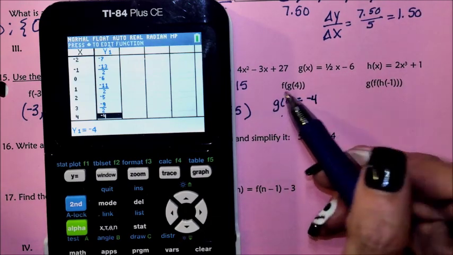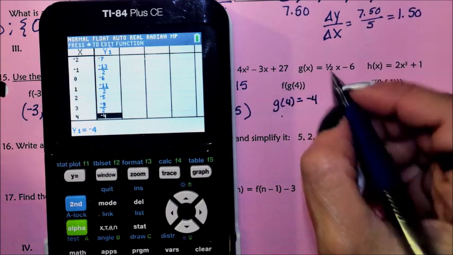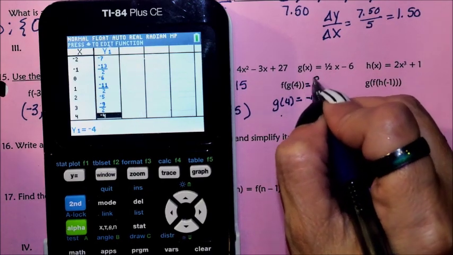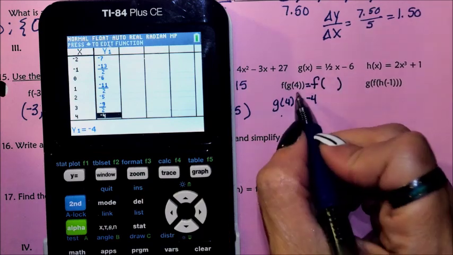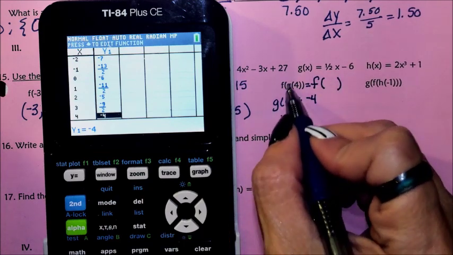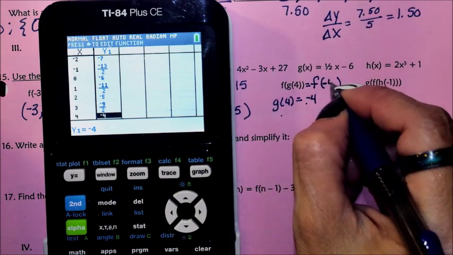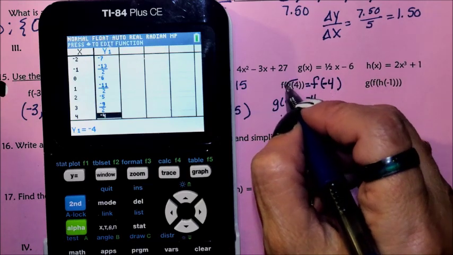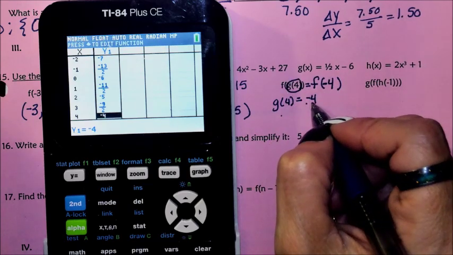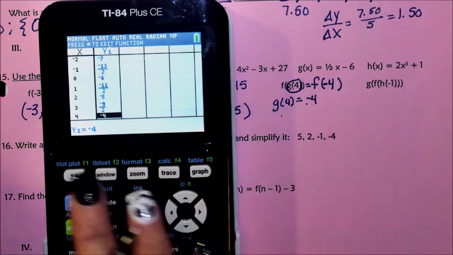Now what we're going to do is take negative 4. So think of it like this. Now we're finding f of, well, g of 4 was negative 4. So now we're finding f of negative 4. This is like a secret number. We just figured it out, and now we're plugging it in. So what is f of negative 4?